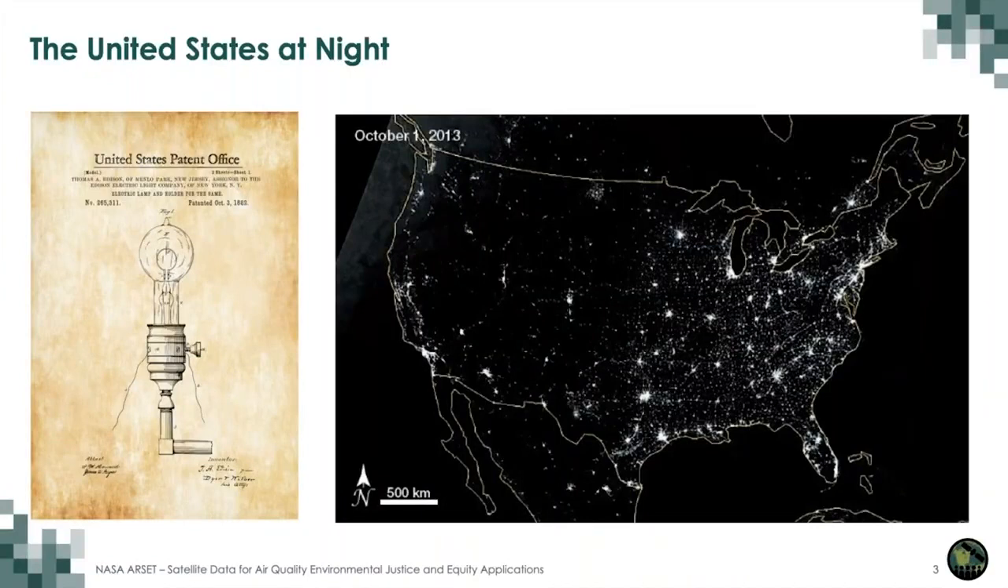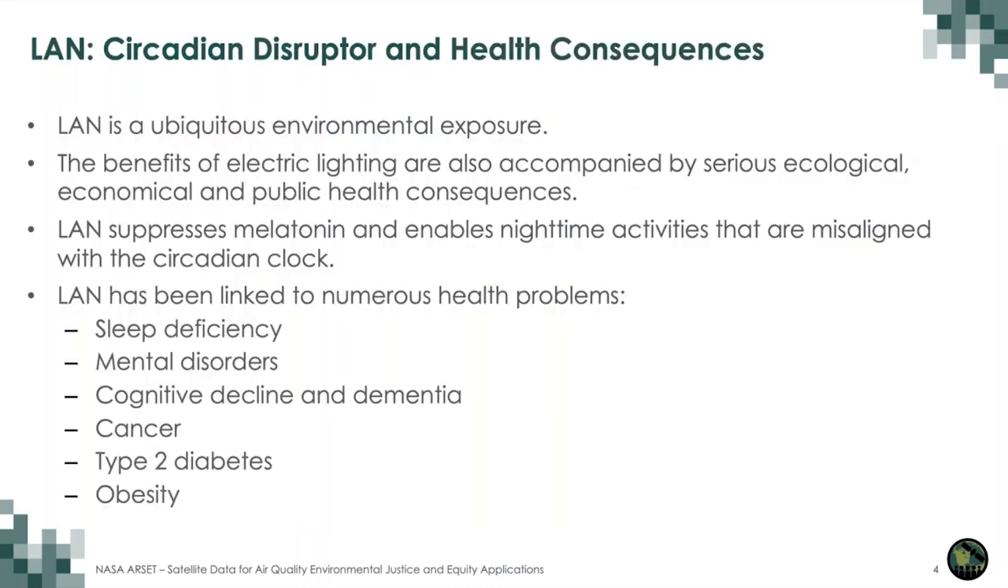So just a little introduction. As we all know, the nightscape of our planet has been drastically changed since the invention of electric lighting. On this slide, you can see this image of the United States that was taken in 2013. And you can see all the bright spots that indicate large cities with high levels of light at night. And you can also see little spots that are smaller cities and also the even smaller ones that line the major highways.